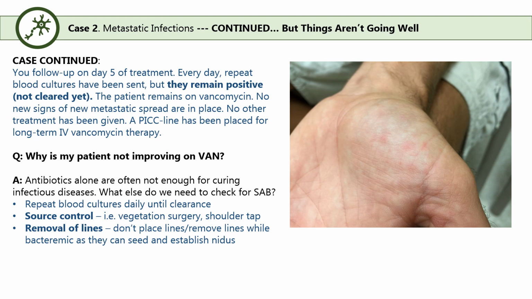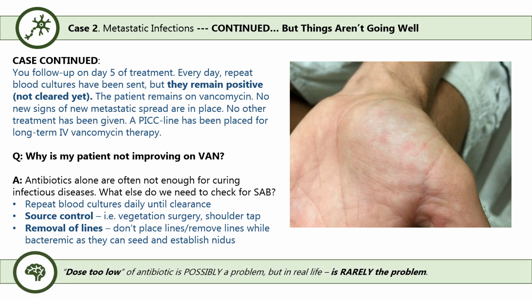Importantly, a new PICC line was placed, which, if patients are bacteremic during the time when a line is placed, it can become colonized and infected with Staphylococcus aureus that is in the blood. Removal and exchange of lines is unfortunately necessary in patients who are persistently bacteremic, and we should continue to follow daily blood cultures for clearance. Although dose too low could theoretically be a problem, we should rule out more common causes first in this case.